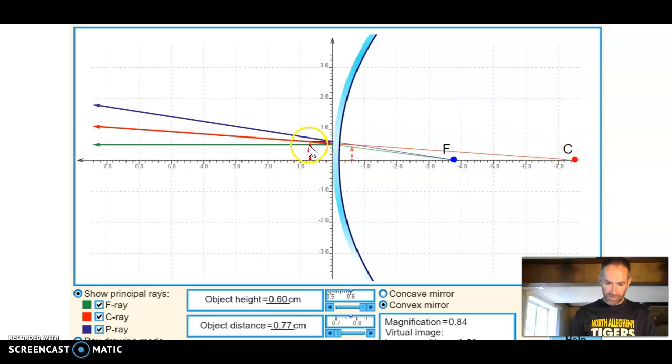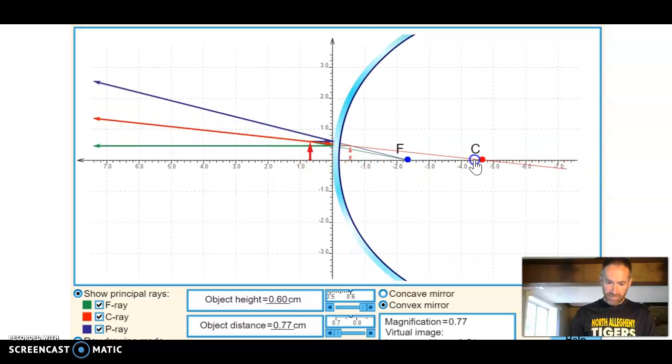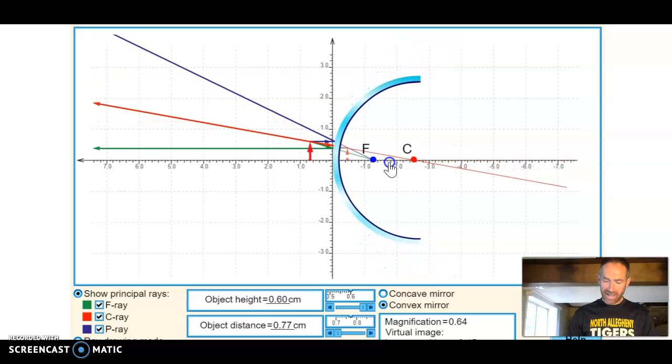Even if I mess around with the mirror, look, I can take the mirror and I can change its curvature, that changes the focal length. Still, virtual, upright, reduced image, no matter what. Now, a concave mirror doesn't act like that. It does act differently than a convex, but a concave will even act differently in different situations. And so that's what I want to focus on here today.